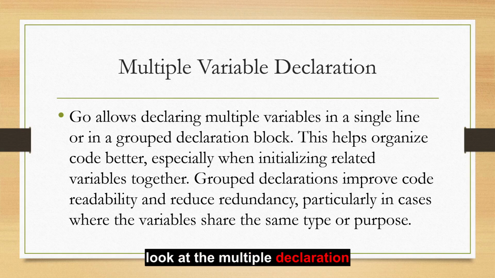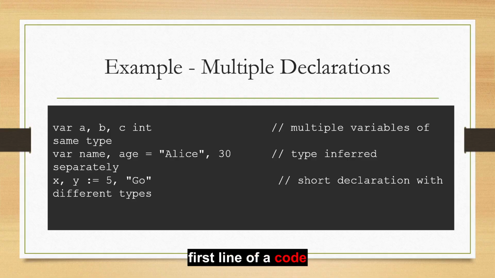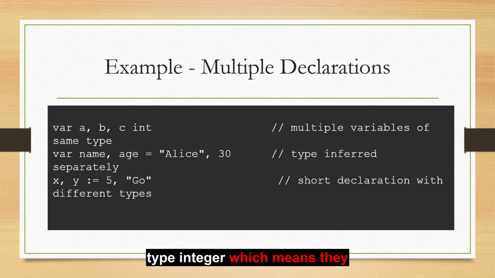Let's look at multiple declaration in a practical way in Go. So here's the first line of code: var a, b, c int, multiple variables of the same type. This line is saying that, hey, I want to create three variables called a, b, c, and all of them are going to be of type integer, which means they will hold whole numbers.